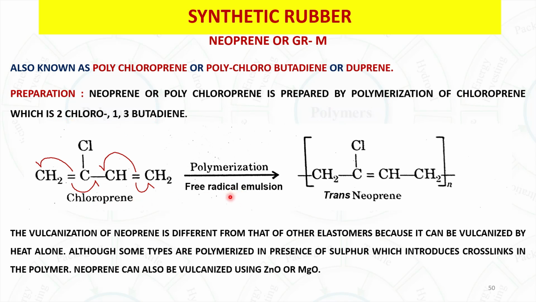Here free radical emulsion polymerization would occur. This double bond gets broken, one electron will shift to the right hand side carbon atom, making this carbon an active center. Similarly, the double bond between carbon number 1 and 2 will break, one electron will shift onto the left hand side terminal carbon atom, and one electron will come here. So a double bond will be present here now, and these are the two active centers. The reaction goes on and it will end up as neoprene.